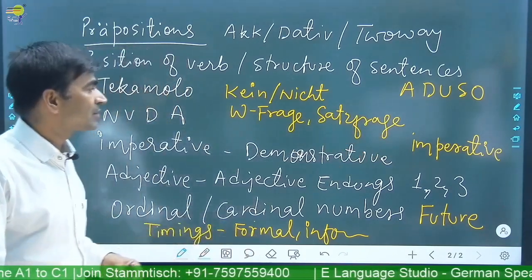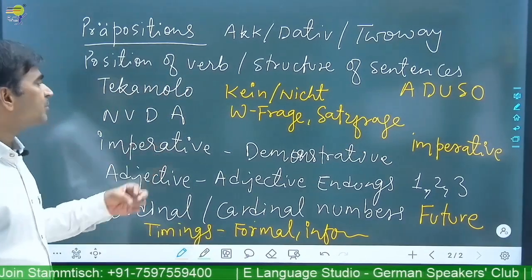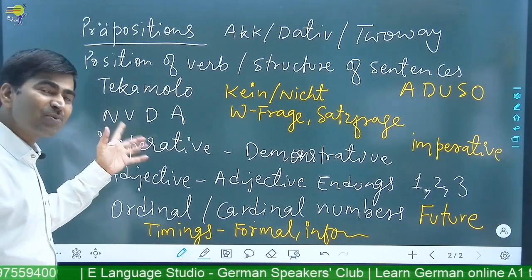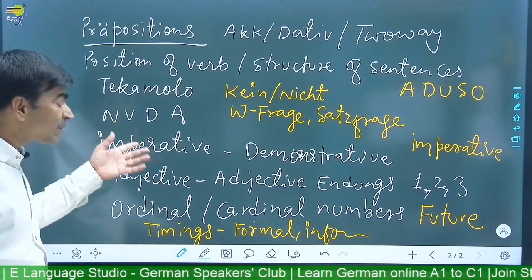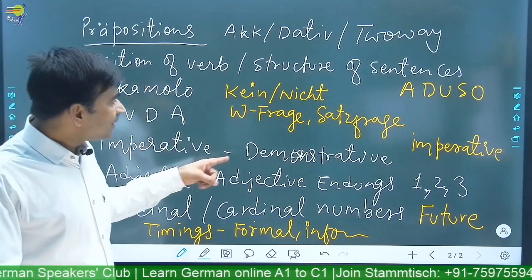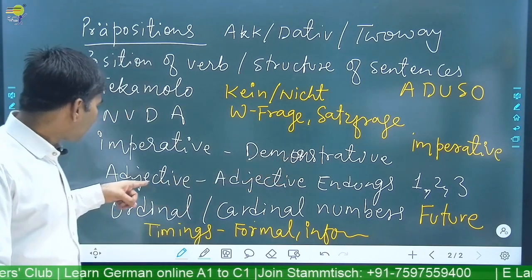Then we have W-Fragen questions, which is the W word questions, which can be with or without. And then we have imperative mood. We also have some suggestions or orders for that matter. And we also move towards the NVDA. And then we also talk about a demonstrator.